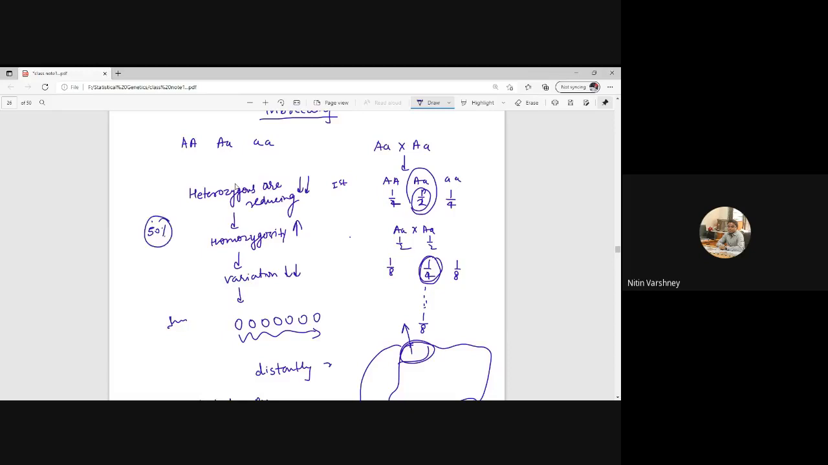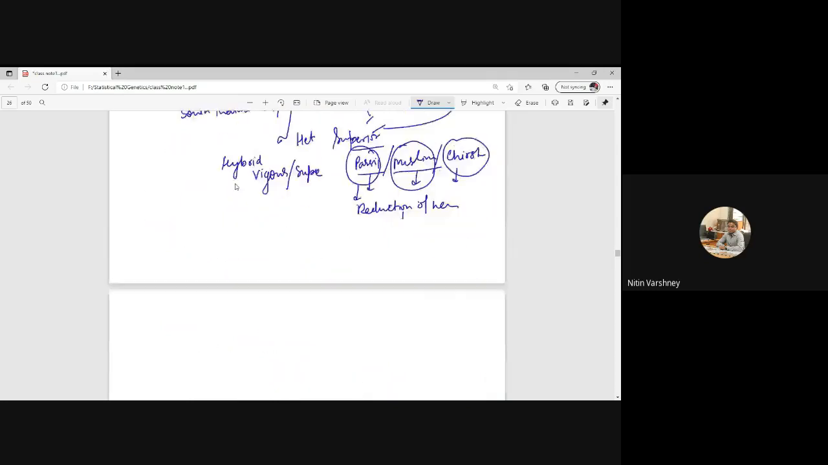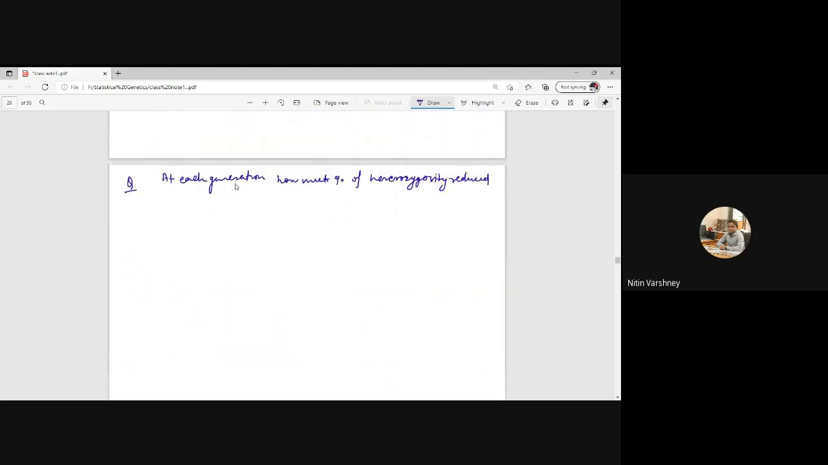It is reducing 50%. Okay, so from one generation to another generation, it will be halved in each generation. So we can say the proportion of heterozygosity is halved in each generation. In each generation, it will be half.